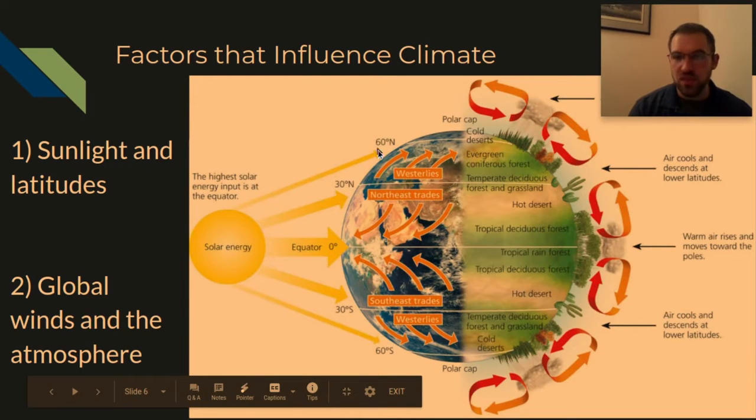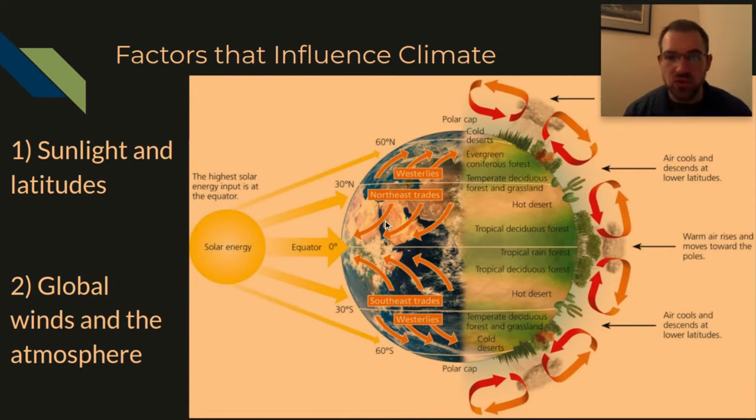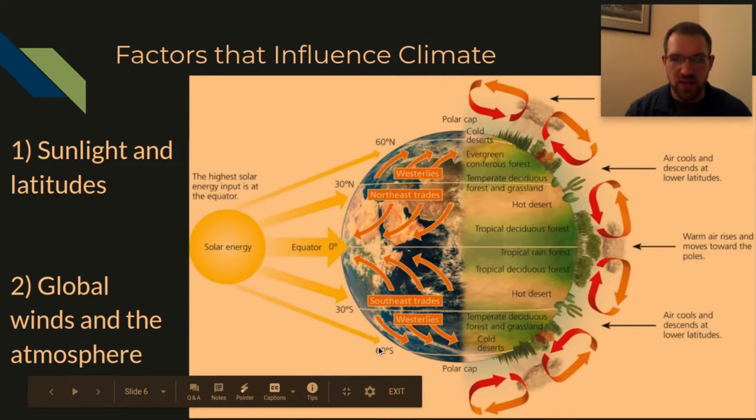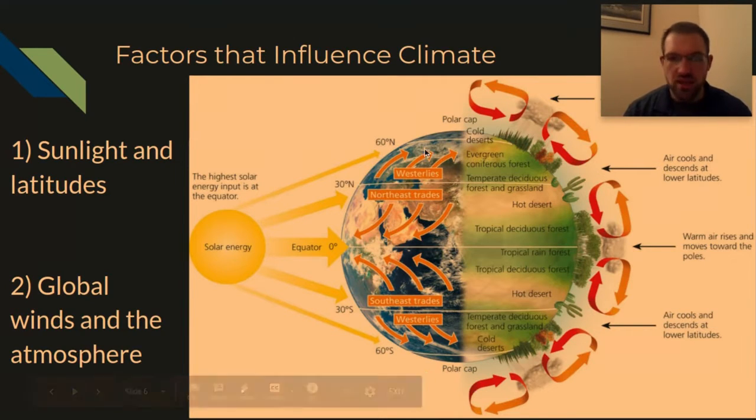And then there's seasonal climates, right? Depending on if it's tilted away or towards it, it's going to get more of that direct sunlight. And it's all about the latitude that you're located at that depends that.